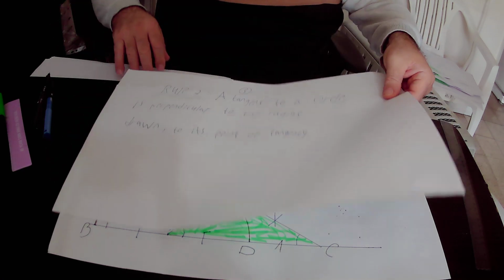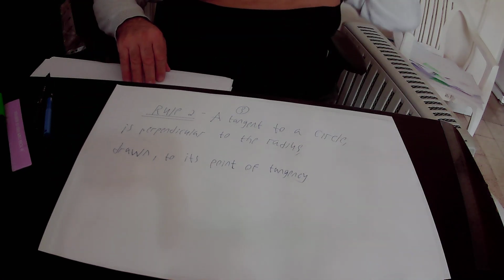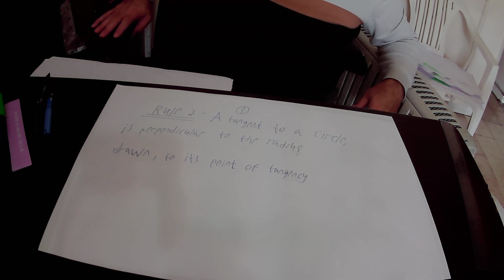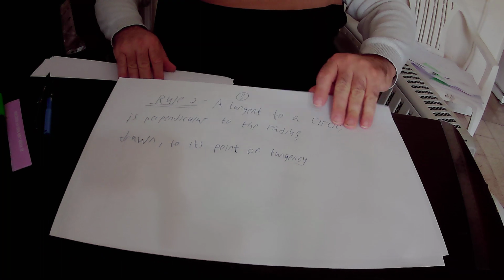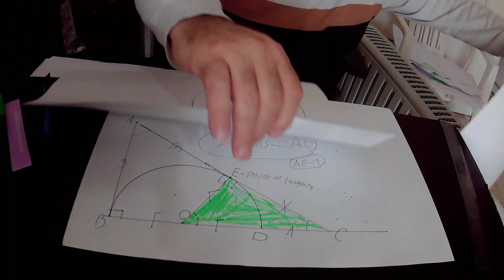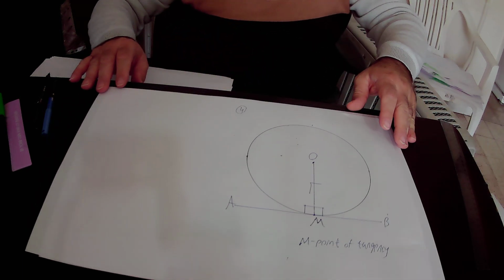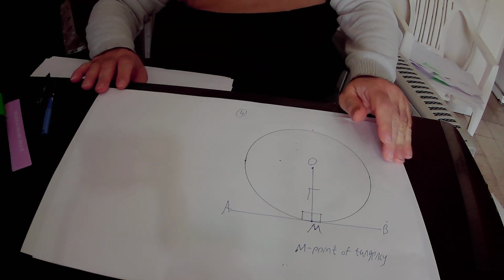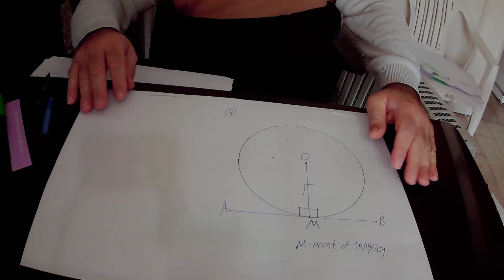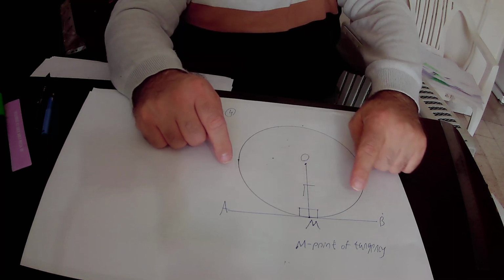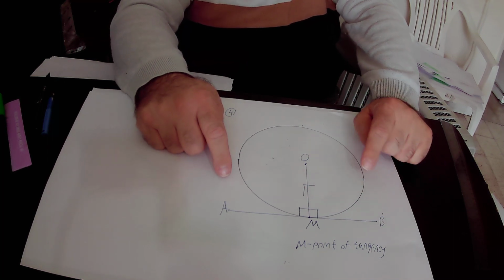Then I presented to you rule number 2. According to rule number 2, a tangent to a circle is perpendicular to the radius drawn to its point of tangency. So what is the meaning of rule number 2? If you have this black circle with its center at point O, and tangent AB is tangent to this circle at point M, then point M is the point of tangency of tangent AB with the circle.